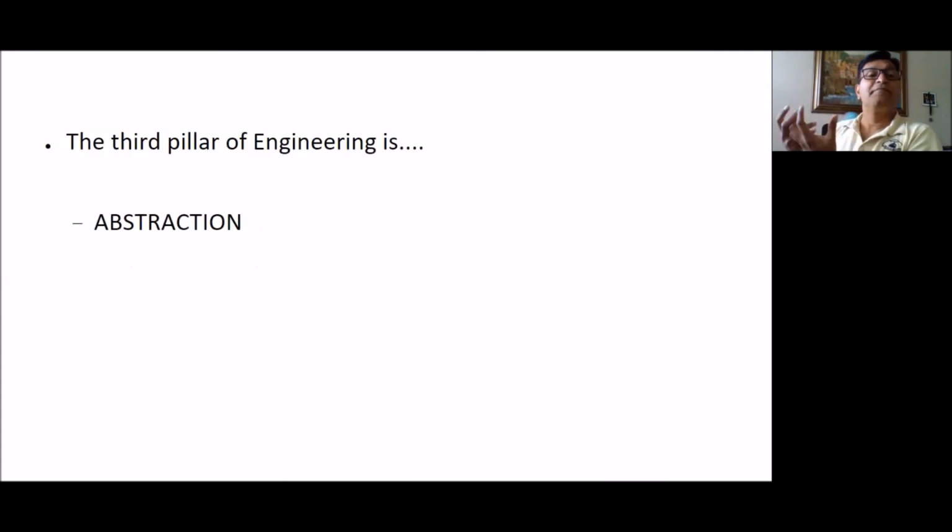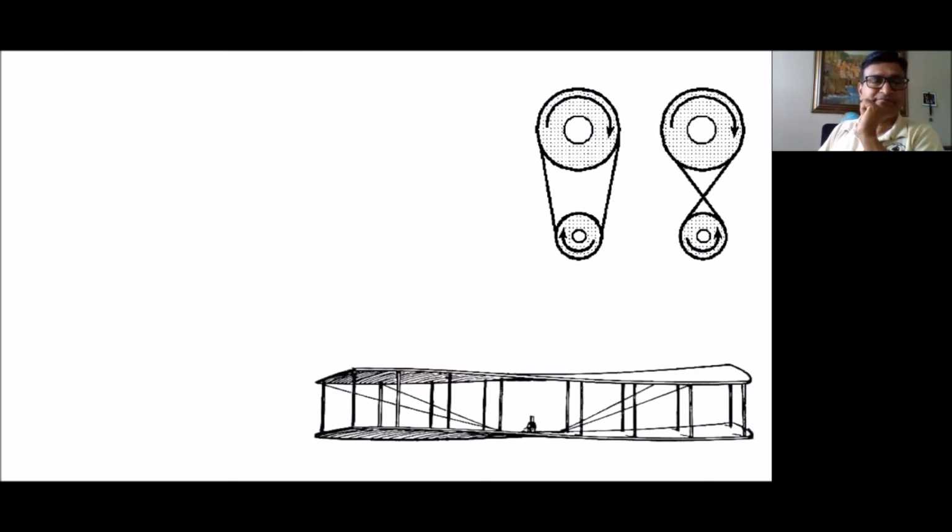So the third pillar is abstraction. Think about it. If you don't have this equation, how on earth can you build an airplane? How do you know what kind of wingspan you need? How do you know what kind of wind speed you need? You just can't build an airplane without that particular equation there. Any question on math and science?